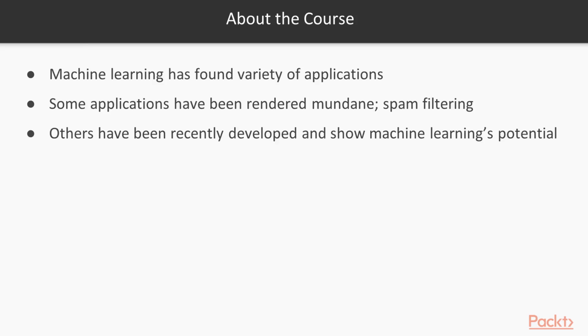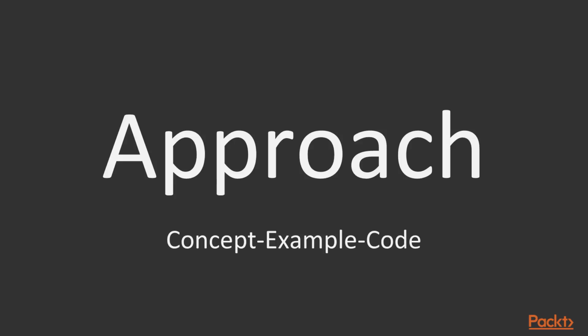In recent years, popular imagination has become fascinated by machine learning. The discipline has found a variety of applications. Some of these applications, such as spam filtering, are ubiquitous and have been rendered mundane by their successes. Many other applications have only recently been conceived and hint at machine learning's potential. This course has a concept, example, code approach to get you acquainted with all Scikit-learn algorithms.